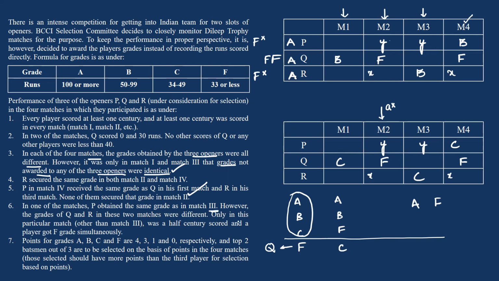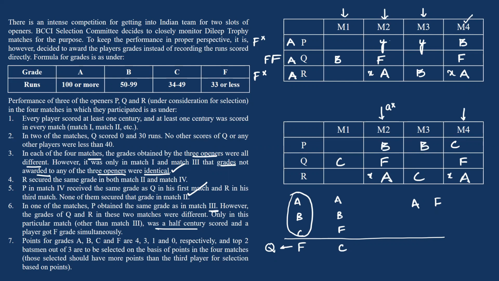Only in this particular match, there was a half century scored and a player got F grade simultaneously. Okay. So these three should be A, B, and F. Now let's see. So if this is B, this should be A. So the value of X is A. And here, in match 4, you need to have at least 1 century. So that will be A. And this will be A. So if this is A, the value of Y should be B.